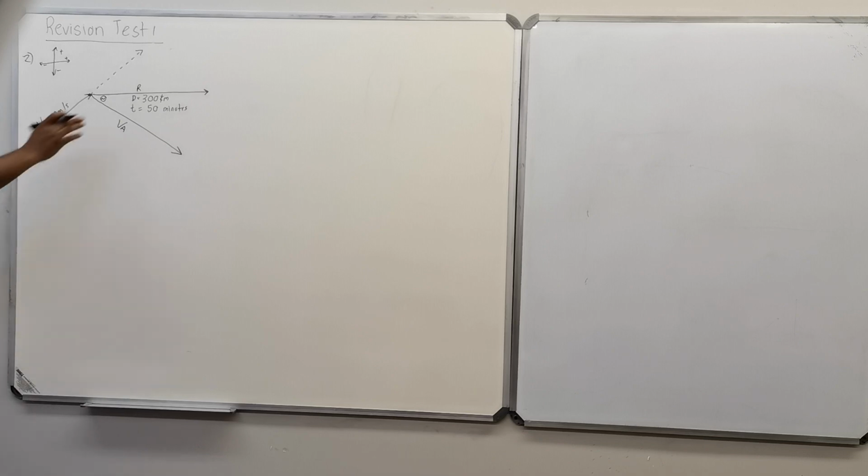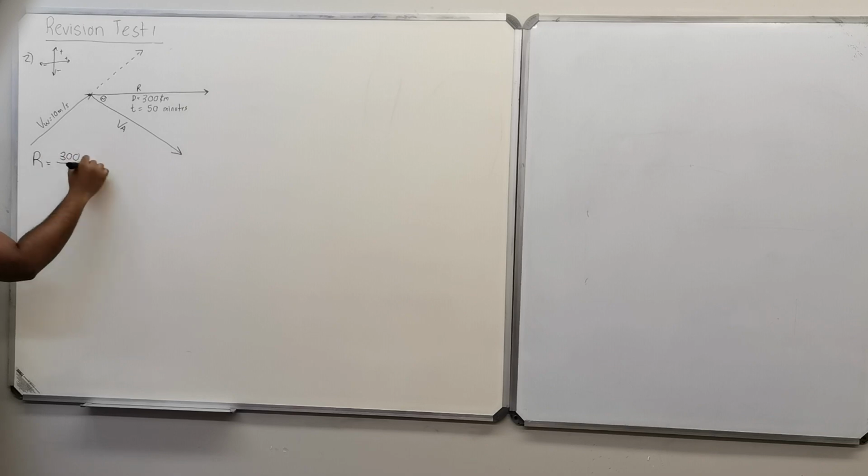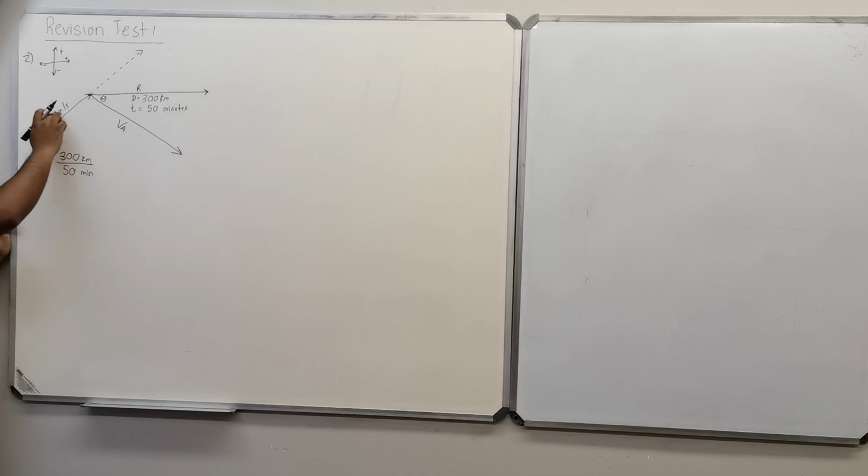Okay, firstly, let's work this out. Your resultant will be equal to the distance over time, so it's going to be equal to 300 over 50. So this is 300 kilometers over 50 minutes. The velocity is distance over time. You can look at it by the units, like this is velocity meters per second, distance over time, right?